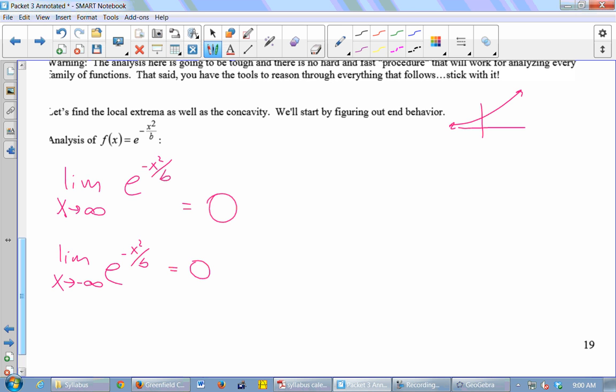All right, so we want to know where its local extrema are, as well as its concavity changes also. So extrema can happen where? Critical numbers. And critical numbers happen when the derivative equals 0 or when the derivative is undefined. So let's start by taking the derivative. All right, the derivative of e to some stuff is e to that stuff times the derivative of the stuff.